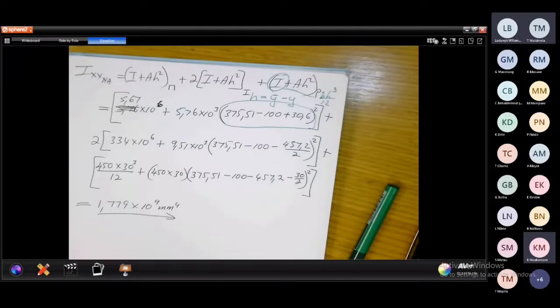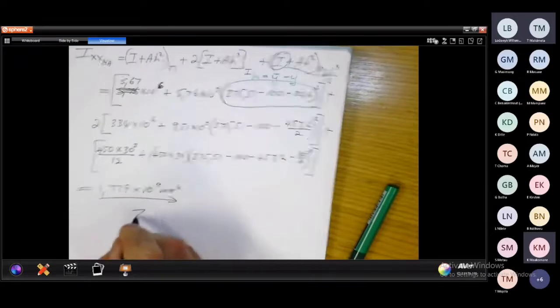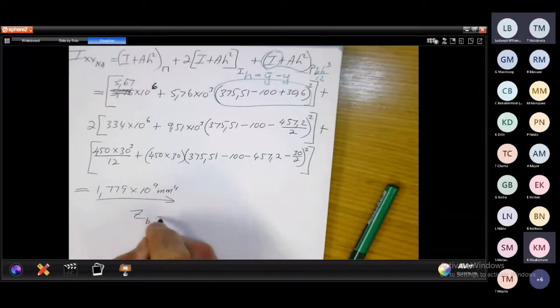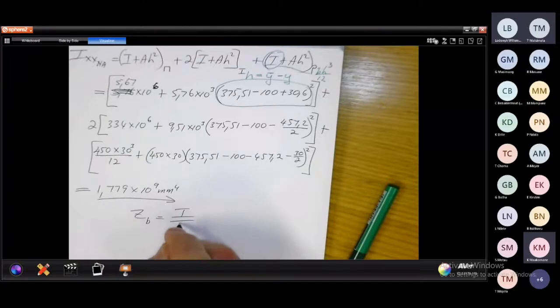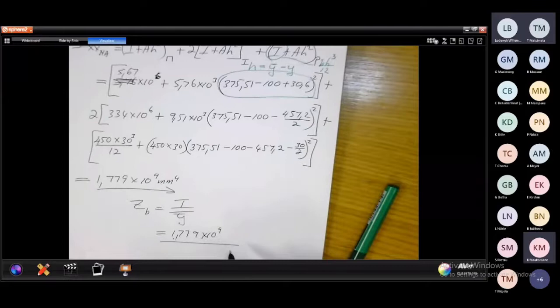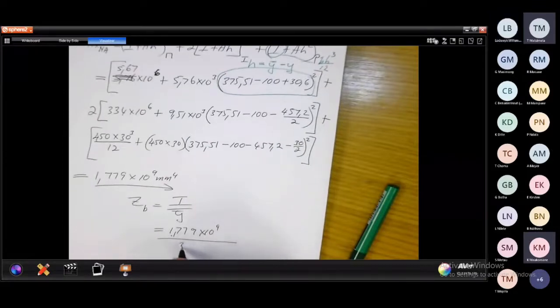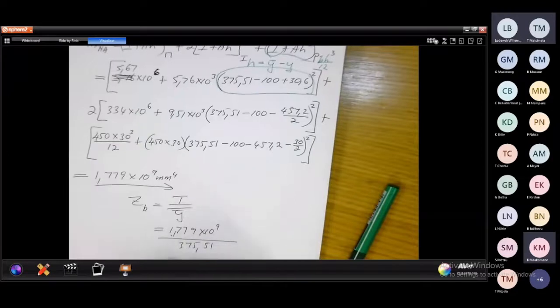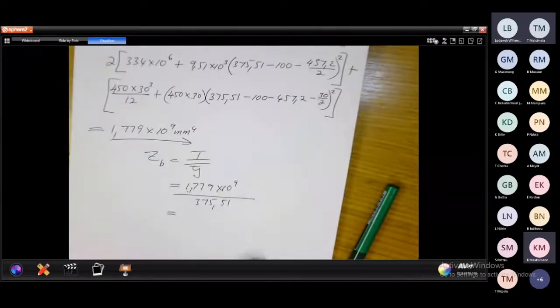Then you must answer the rest of the question. You want the least section modulus from the top or from the bottom. Then you say your Z from the bottom is equal to I over ȳ, which is 1779 times 10 to the power 9 divided by, what was it, 375.51. You tell me what is the answer there.